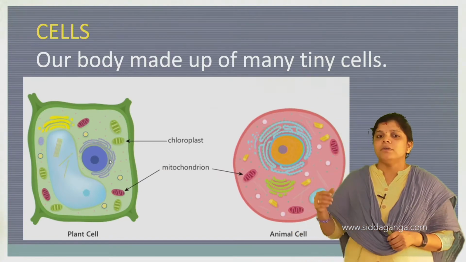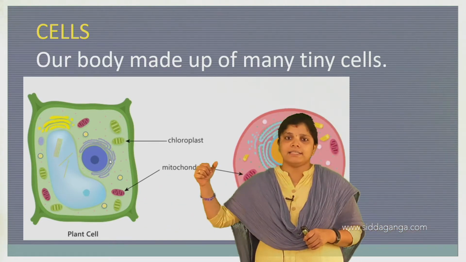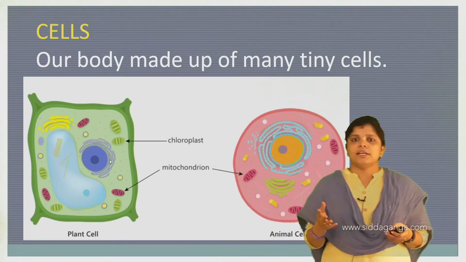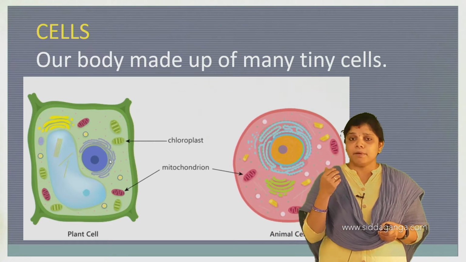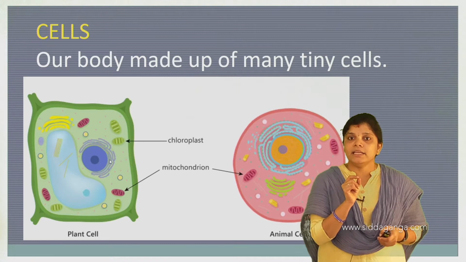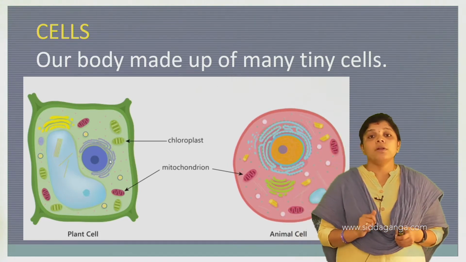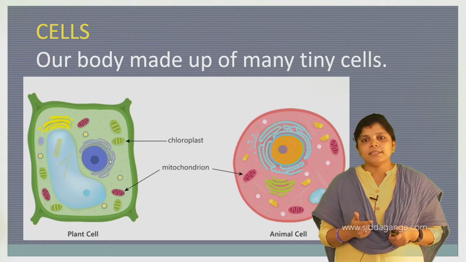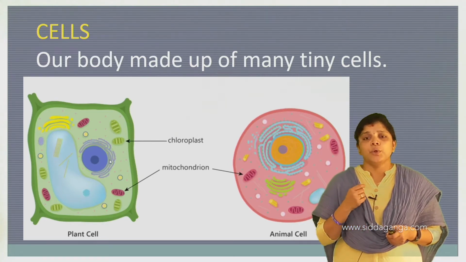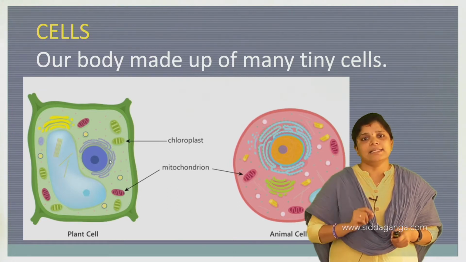See, in this picture, here is the animal cell and this one is the plant cell. All living organisms, for example plants and animals, are made up of tiny cells. Cells are the building blocks of all living organisms. So plants, animals and also human beings are all made up of tiny cells.